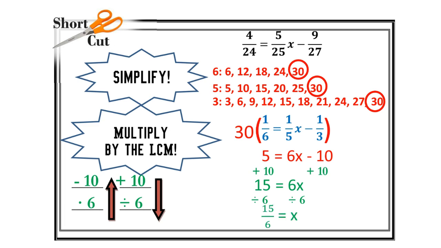Now, since it starts with fractions, it has to end with fractions. I can't just do 15 divided by 6 and get a decimal answer. I need to simplify this down. 6 goes into 15 two times, with 3 left over. 3/6 simplifies down to 1/2. That's how I get 2 and 1/2 as my final answer. I could substitute this back in and check my answer if I wanted to.